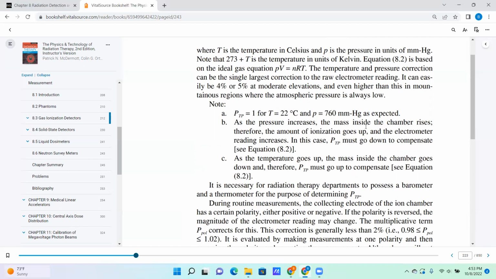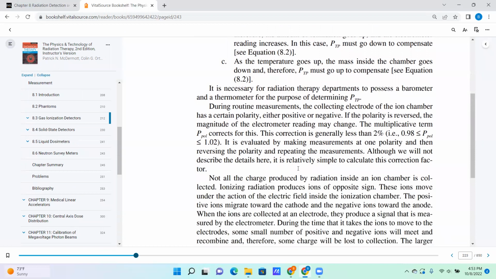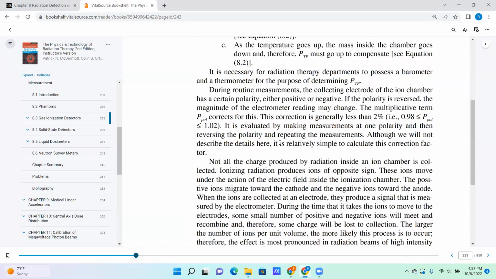As the pressure increases, the mass inside the chamber rises. Therefore, the amount of ionization goes up and the reading increases. As temperature goes up, the mass inside the chamber goes down, and therefore this must go up to compensate. This is why it's necessary for radiation therapy departments to possess a barometer and thermometer for determining this.